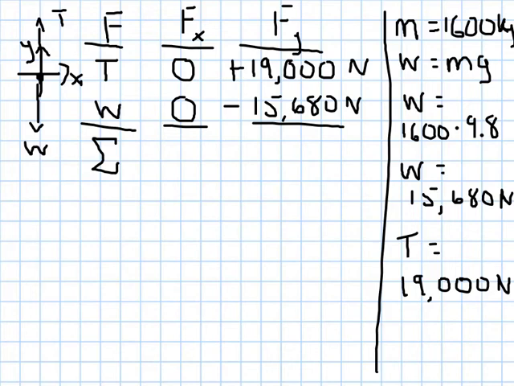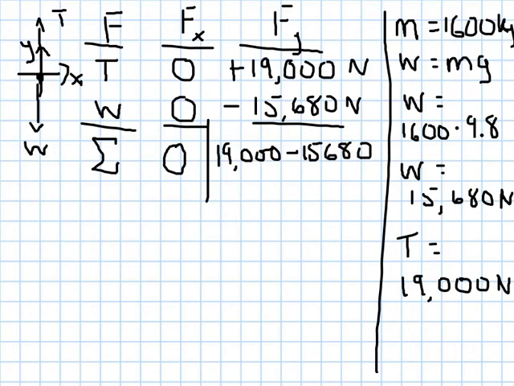So then my next step is to add everything up to get the sum of forces. The sum of the forces in the x direction, that's 0. The sum of the forces in the y direction, let me draw a line to separate this out because it's going to be tight. That's going to be 19,000 minus 15,680. And so the sum of the y forces is going to be equal to 3,320 newtons.